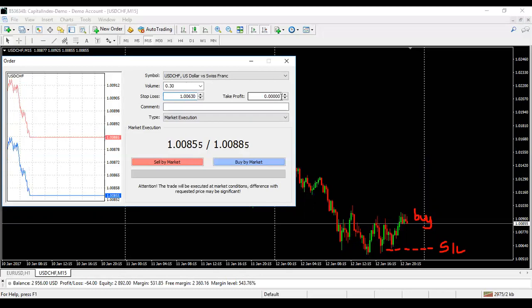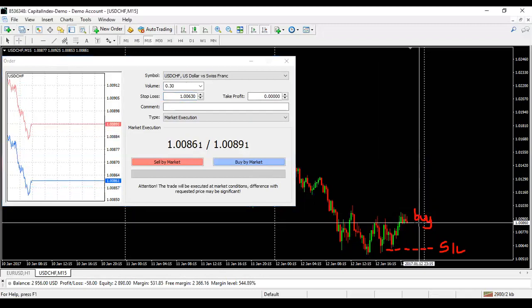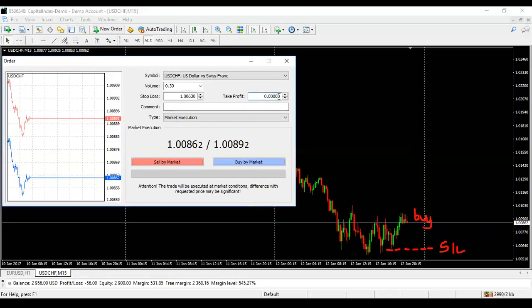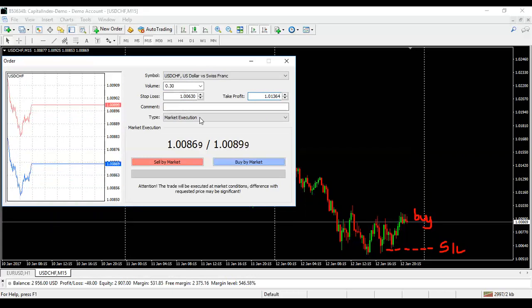If I want my take profit to be double the amount of pips for my stop loss, I do the same thing. I grab my crosshair and I calculate what, maybe let's say 50 pips is above, right? There's 50. 1.01364. So I now have the correct volume, the correct stop loss, as well as the correct take profit, right? You do not have to worry about comments. You don't put anything there. You also don't put anything under market execution. You leave it as that.